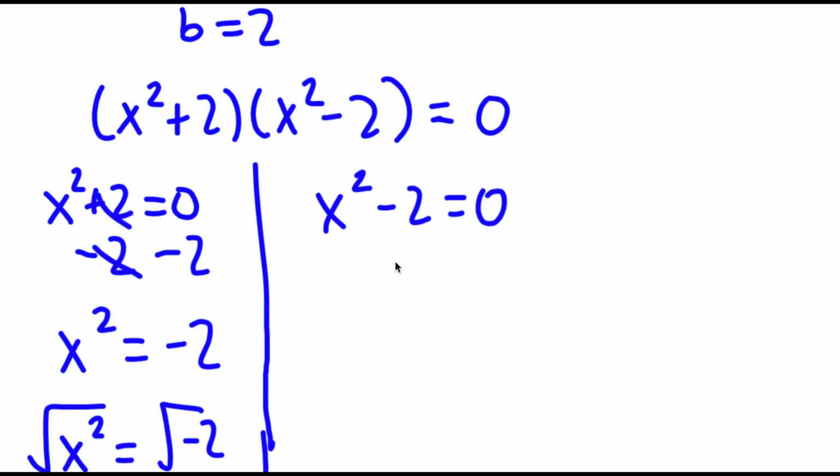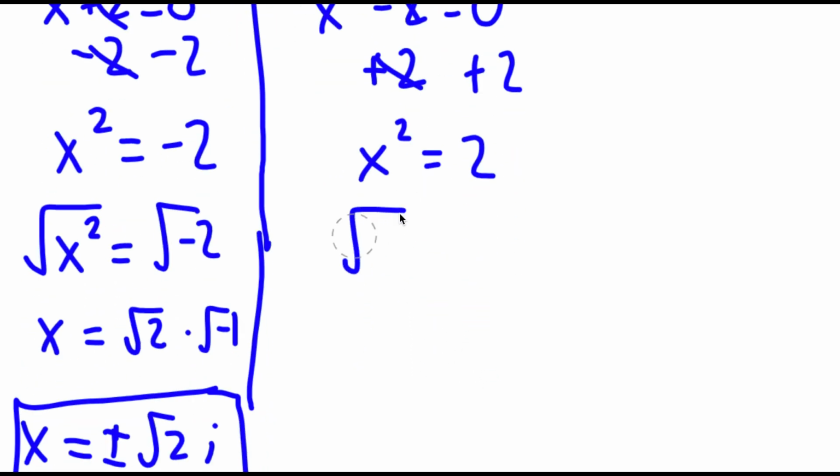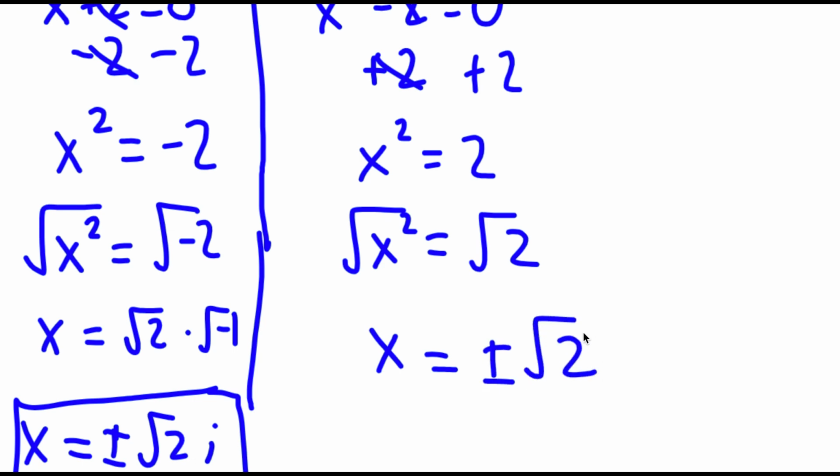Now for x squared minus 2 equals 0, I can simply add 2 on both sides, and I get x squared is equal to positive 2. Now to solve this, I'm going to take the square root on both sides. The square root of x squared is x, and this is equal to positive or negative square root of 2.